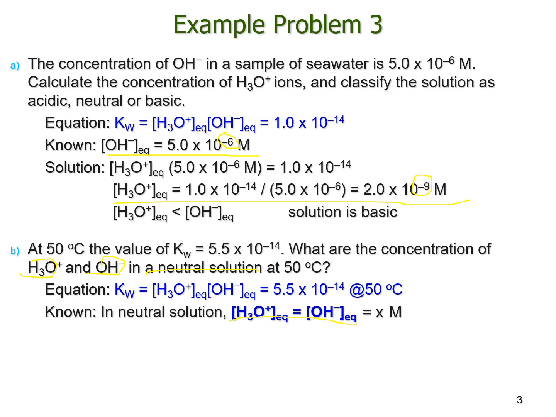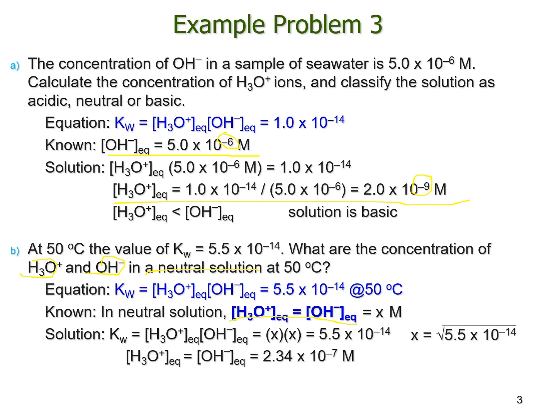All right, since it's neutral, they are equal to each other, so we can put x to it. According to Kw, x squared equals 5.5 times 10 to the negative 14. Taking the square root, we realize both concentrations of hydronium and hydroxide are 2.34 times 10 to the negative 7th molar. If you recall, at 25 degrees, the concentration of hydronium is 1.00 times 10 to the negative 7th. So with a temperature 25 degrees higher, the concentration of hydronium increased by a factor of almost 2.5.